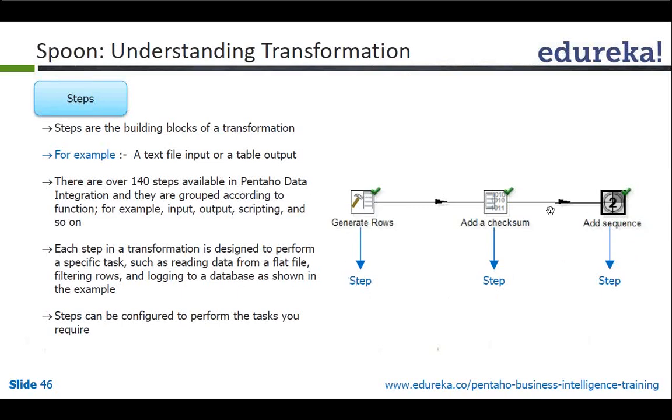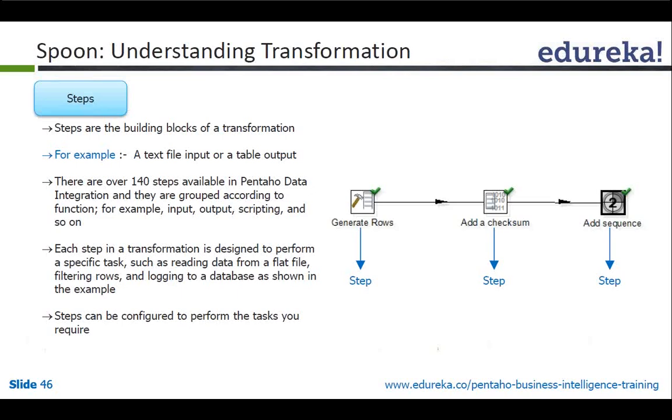Now in our example there are 3 steps: generate rows, add a checksum, and add sequence. Roughly there are over 140 steps available in Pentaho PDI, and they are grouped according to function. We have already seen input, output, scripting, big data, agile, and so on. Each step in a transformation is designed to perform that specific task.